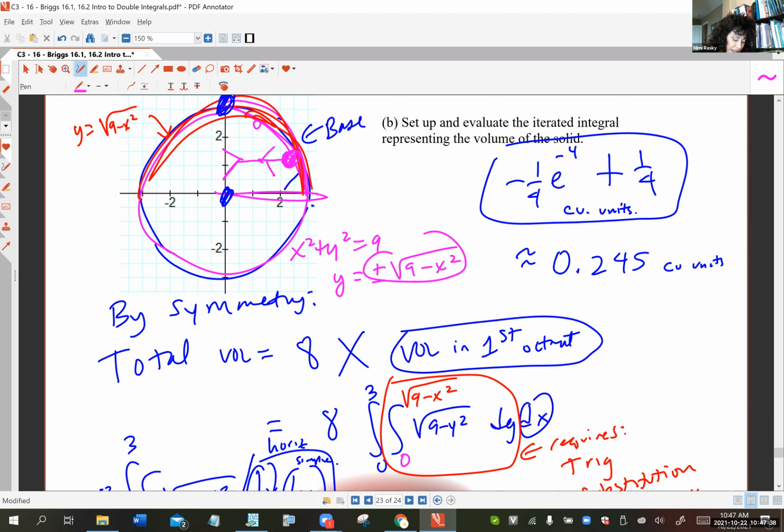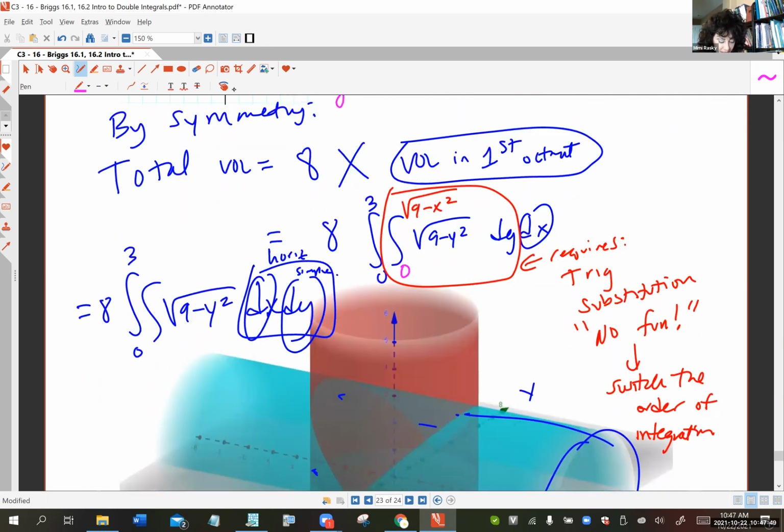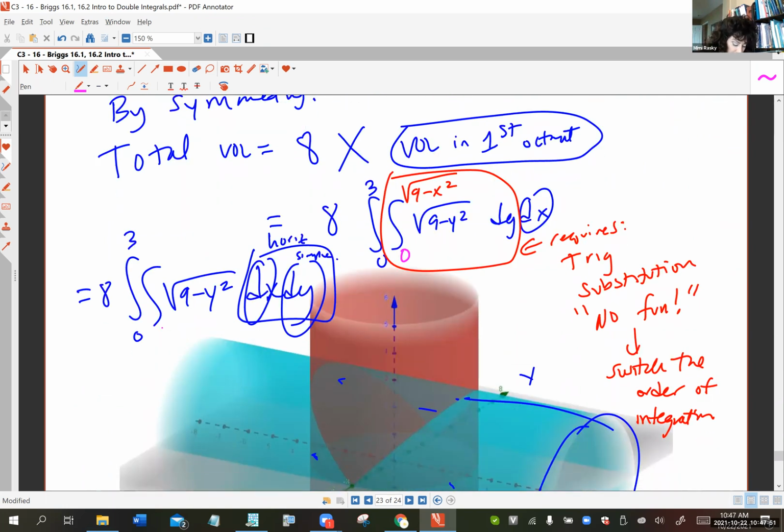So little man's head is the upper limit for x. Little man's feet are the lower limit for x. So the little man's feet are the easiest, because that looks like it's flat, flush with the y-axis, which has the equation x equals 0.